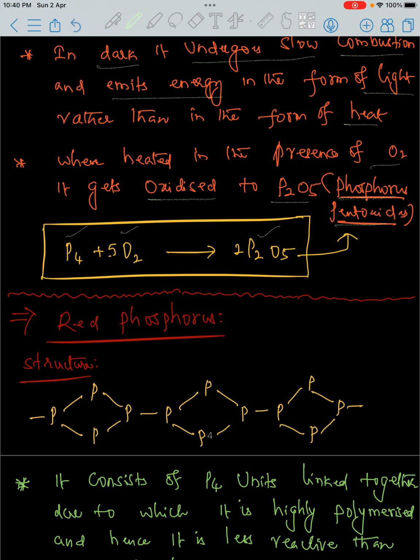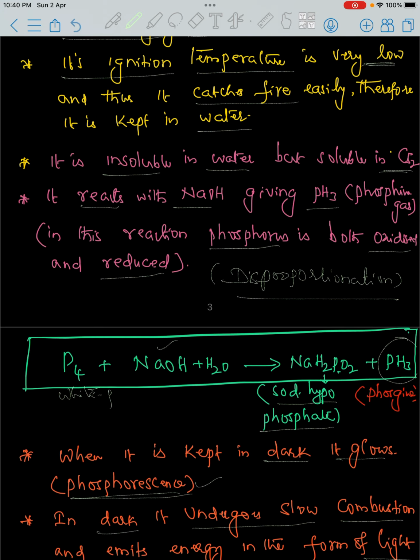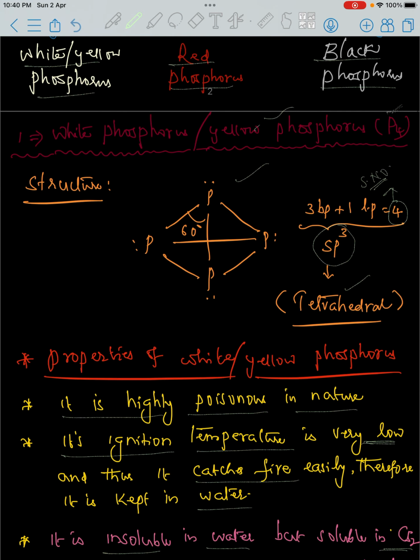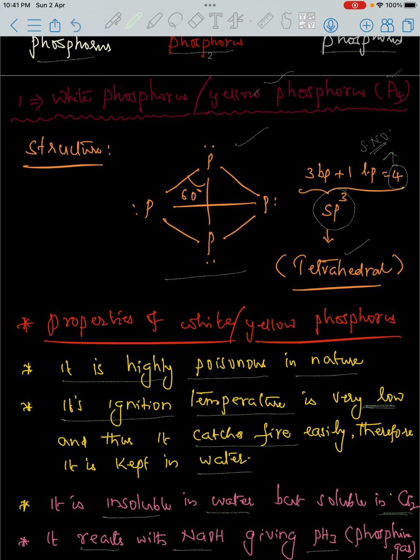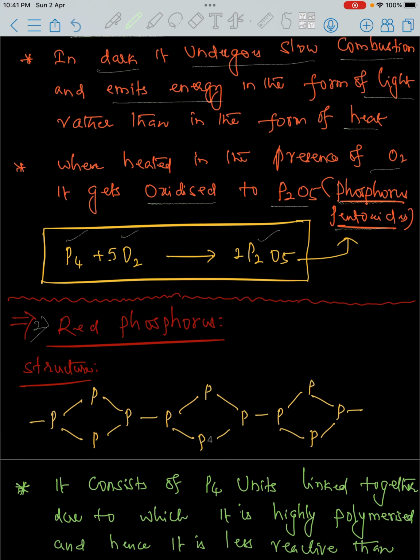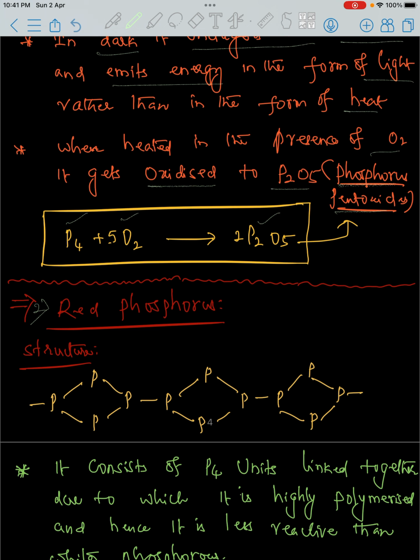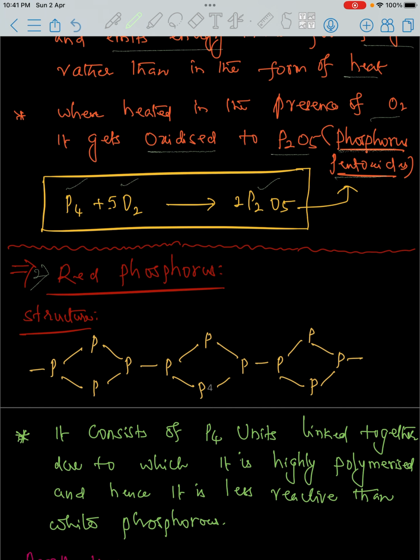Next, red phosphorus, the second allotrope. This is the structure of red phosphorus. Just now we saw the structure of white phosphorus. In red phosphorus, so many phosphorus molecules are arranged as a polymer.